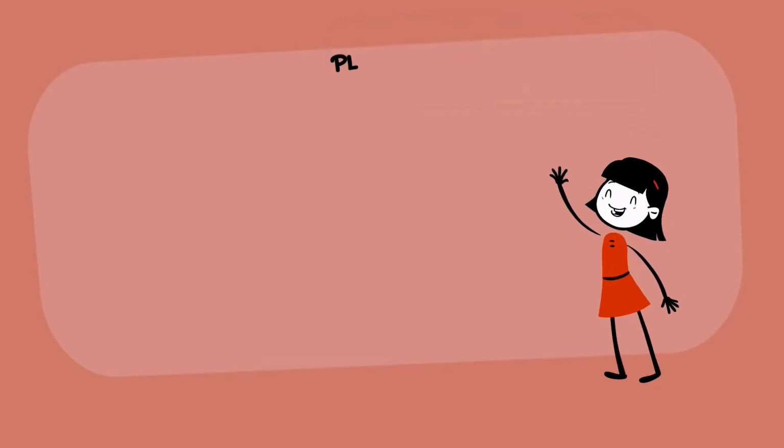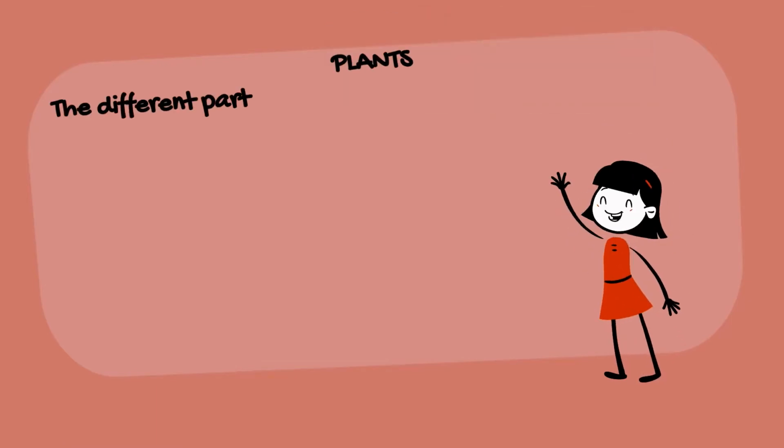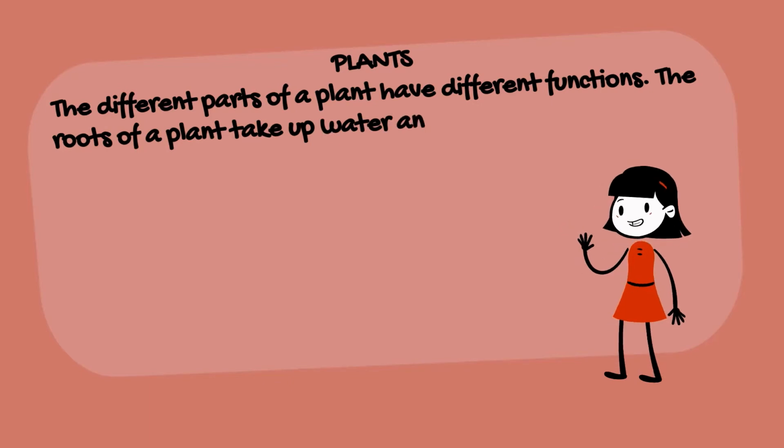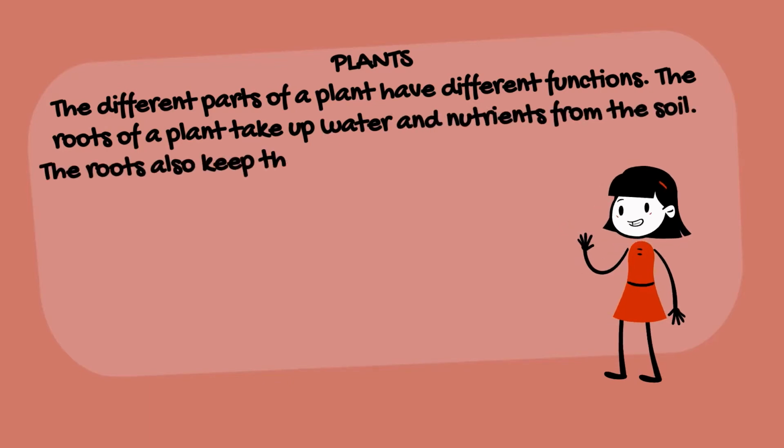Look, this is a text. It says, the different parts of a plant have different functions. The roots of a plant take up water and nutrients from the soil. The roots also keep the plant steady and upright in the soil.